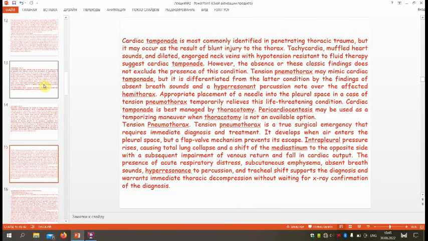Tension pneumothorax may mimic cardiac tamponade, but it's differentiated from the latter condition by the findings of absent breath sounds and hyperresonant percussion note over the affected hemithorax. Appropriate placement of a needle into the pleural space in the case of tension pneumothorax temporarily relieves this life-threatening condition. Cardiac tamponade is best managed by thoracotomy. Pericardiocentesis may be used as a temporizing maneuver when thoracotomy is not an available option.